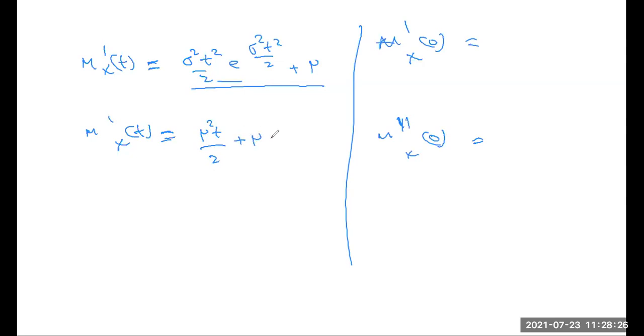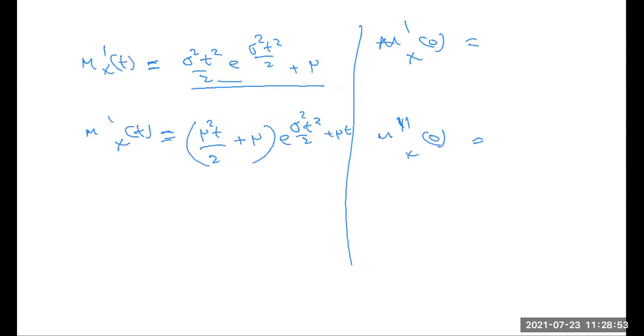So close all of it into brackets, so that to multiply by the exponent of t. So basically, exponent of sigma squared t squared over 2 plus mu t. Okay. Thank you, Alan, for that.